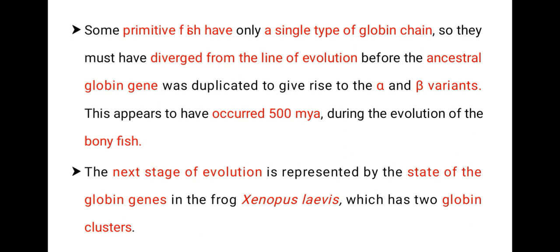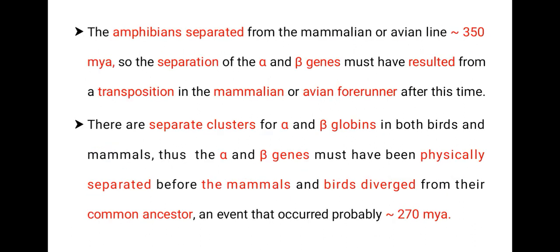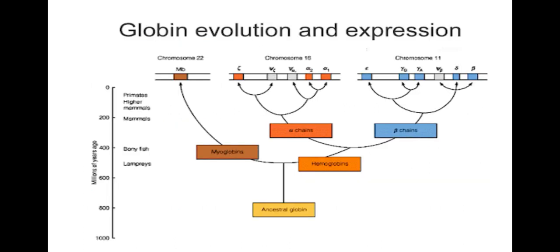The next stage of evolution is represented by the state of the globin gene in the frog Xenopus laevis, which has two globin clusters. The amphibian separated from the mammalian or avian line about 350 million years ago, so the separation of the alpha and beta genes must have resulted from a transposition in the mammalian or avian forerunner. After this time, there are separate clusters for alpha and beta globins in both birds and mammals. Thus, the alpha and beta genes must have been physically separated before the mammals and birds diverged from their common ancestor, an event that occurred probably 270 million years ago.